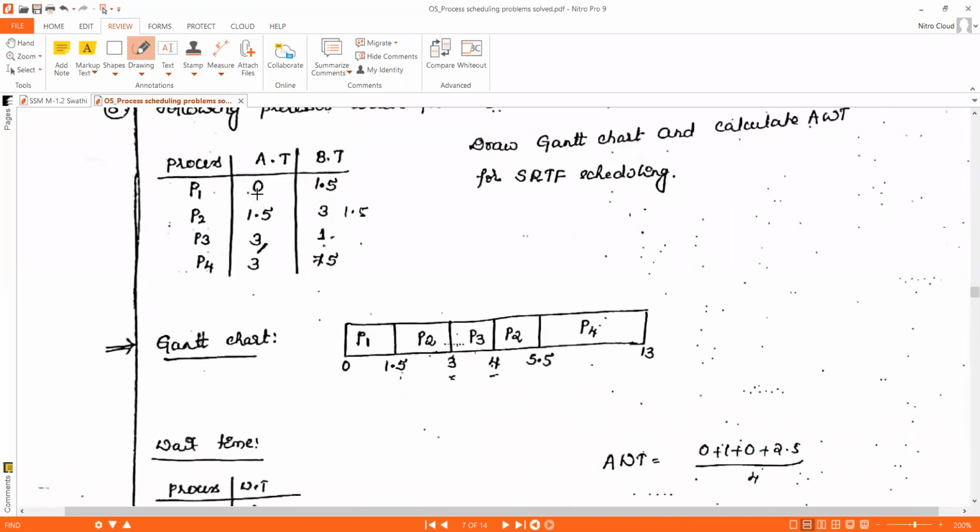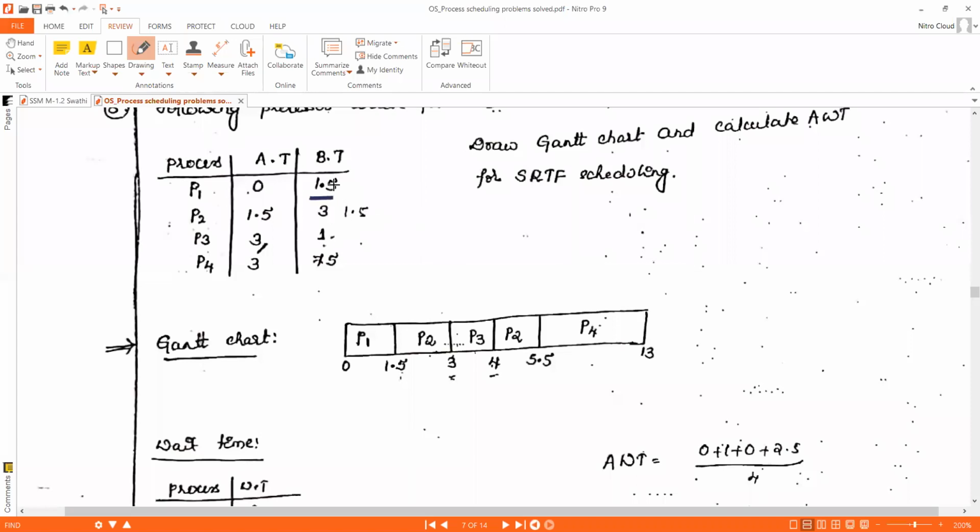At clock time 0 milliseconds, we have only one process in the ready queue, that is process 1. So at that time the CPU is free, and the CPU will be scheduled for process 1. Process 1 will start executing for 1.5 milliseconds because its burst time is 1.5 milliseconds. At 1.5 milliseconds, another process will arrive in the ready queue, that is process 2.